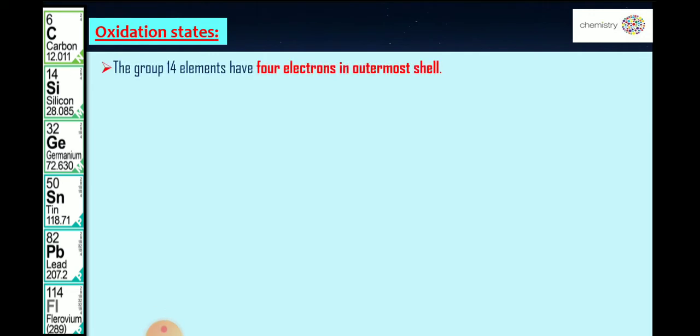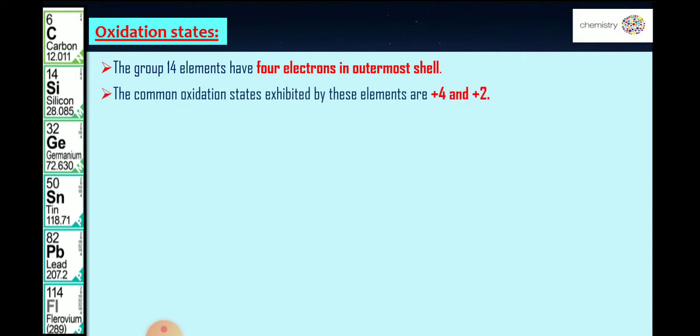Oxidation state: the valence electronic configuration of this group is ns2np2. How many valence electrons are there? Yes, there are 4 valence electrons, 4 electrons in the outermost shell. When both ns2 and np2 electrons, a total of 4 electrons, take part in chemical bond formation, the element will exist in the +4 oxidation state.